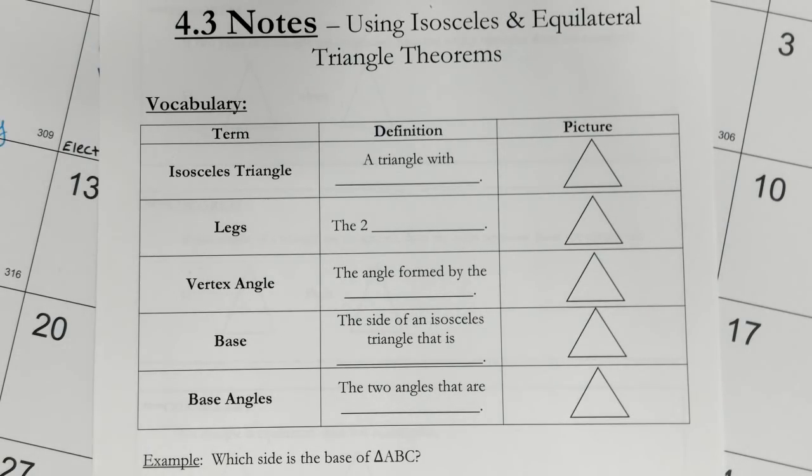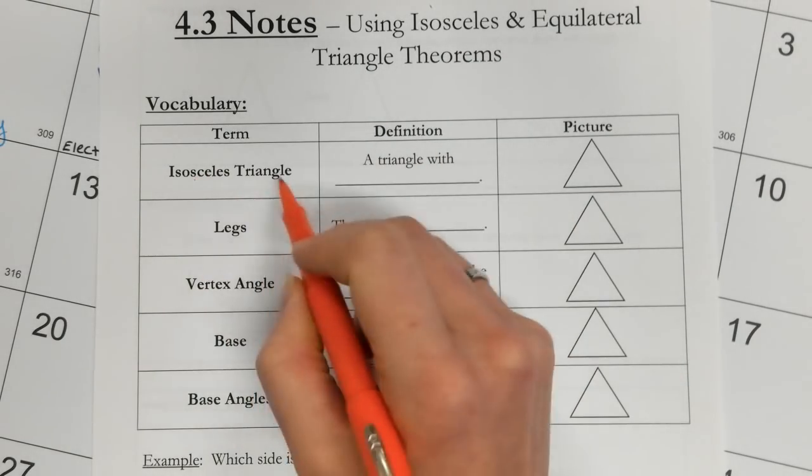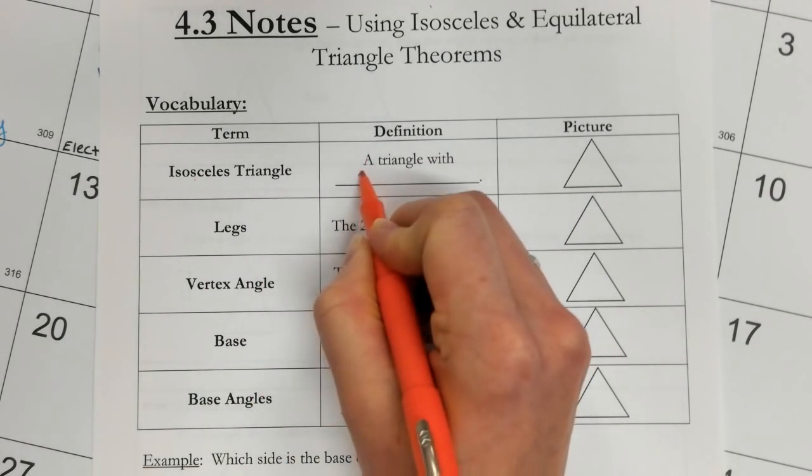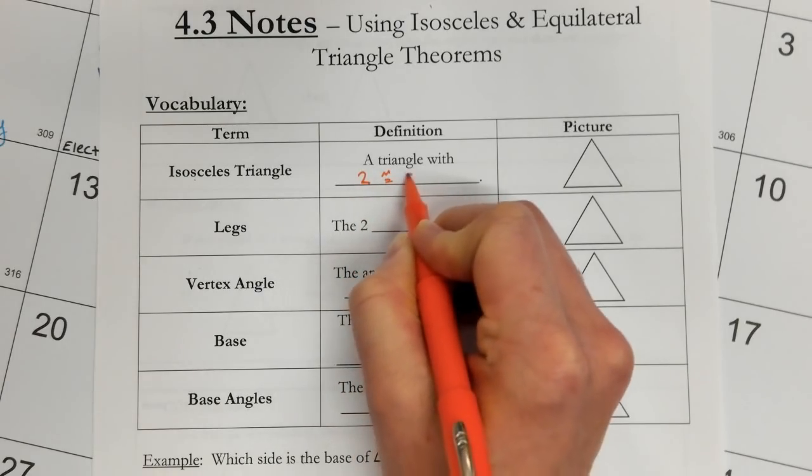Alright, here is your 4.3 notes. We are going to use isosceles and equilateral triangles, and we're going to learn some theorems with them. So first, there's all kinds of vocab with isosceles triangles. An isosceles triangle is a triangle with two congruent sides.